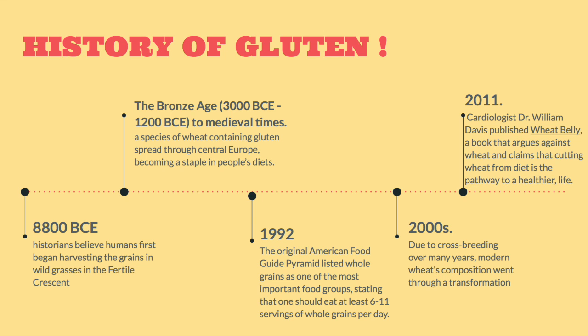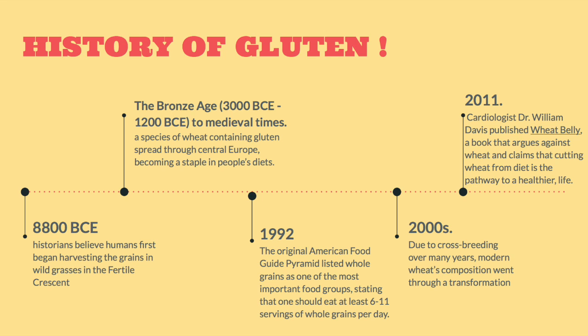Around 18,800 BCE, humans first began harvesting the grains and wild grasses in the Fertile Crescent during ancient times, consisting of Assyria, Mesopotamia, and the Nile Valley in Egypt. The creation of gluten came about during the Bronze Age of 3000 BCE to 1200 BCE to the medieval times.